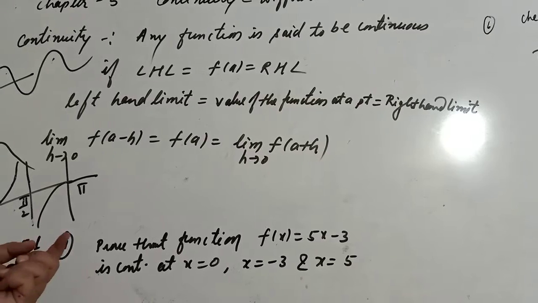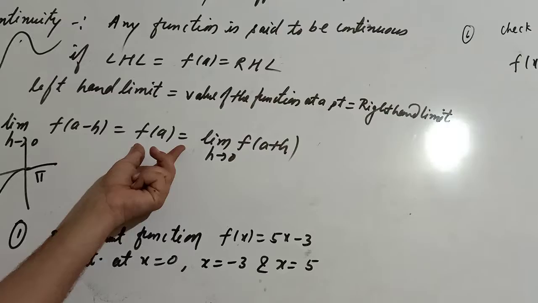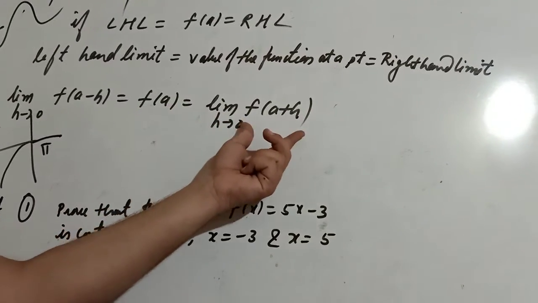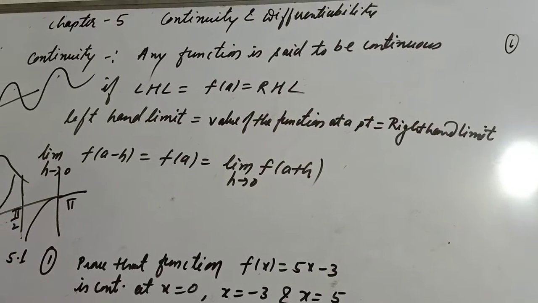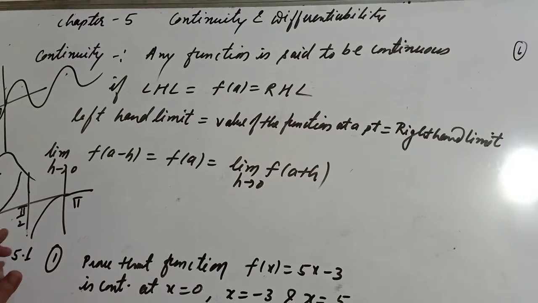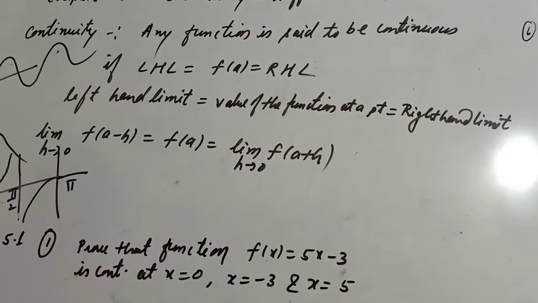Mathematically, how can you check? You will find the left hand limit, the value of the function at the given point, and the right hand limit. If all three are equal, we can say function is continuous. In examination, you have to use only this formula method.